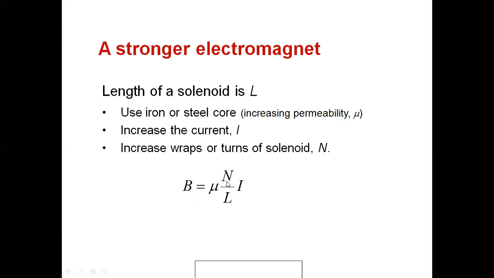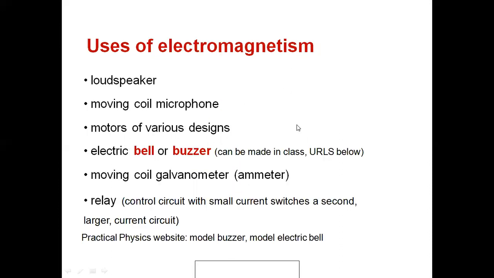So if I increase the number of turns, the strength of the magnetic field increases. If I increase the magnitude of the current, my magnetic field increases, right? In this way, you can strengthen the magnetic field of an electromagnet.